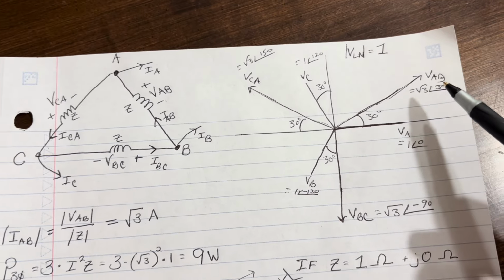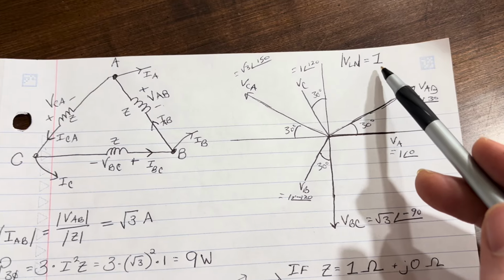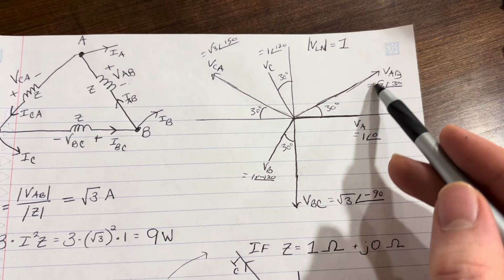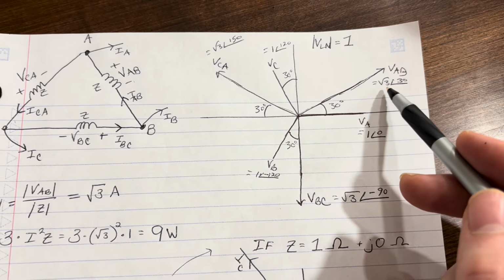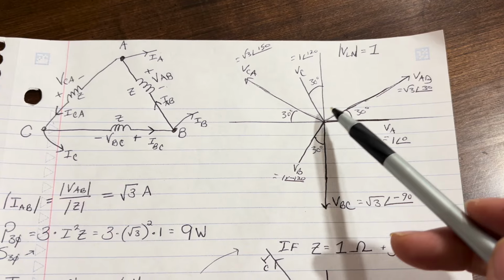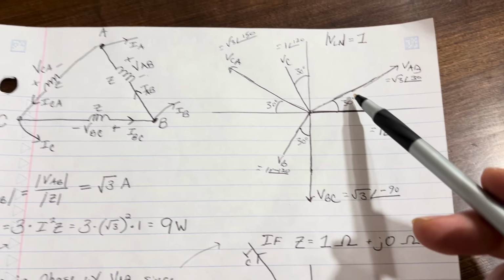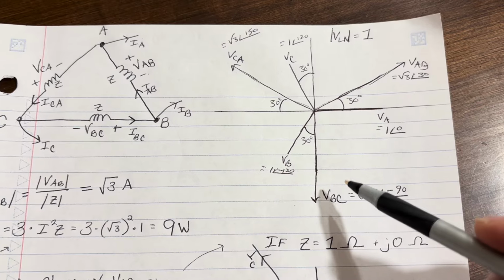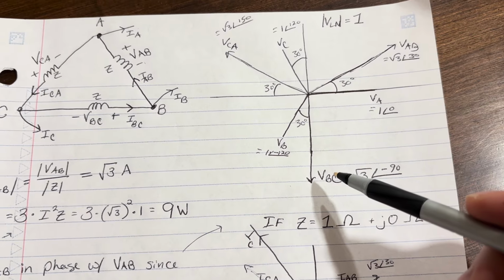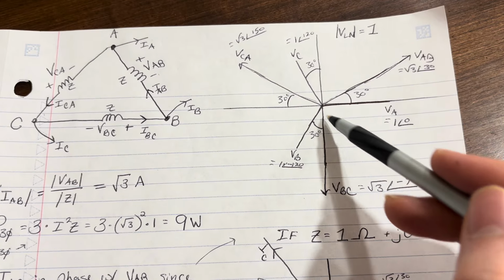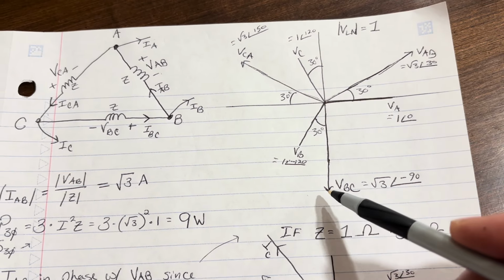Now, let's define a line to neutral voltage of a magnitude of 1. So we already know from before VAB will be the square root of 3 at an angle of 30. And you can do the math on your own to arrive at this, where VBC, or VB minus VC, or VB plus the opposite of VC coming here, you'll get this.